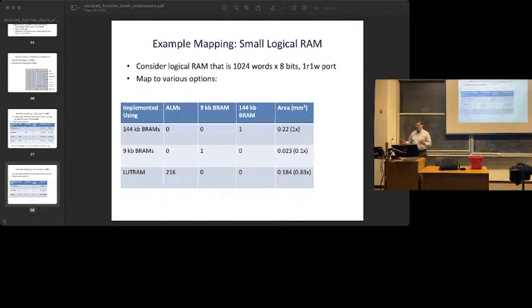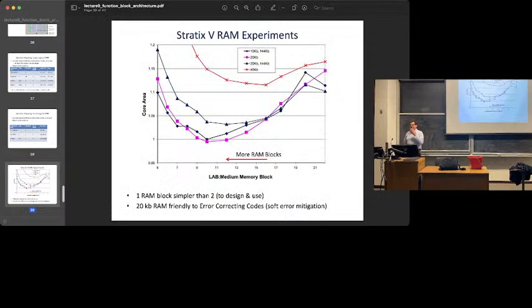So yeah, all these cases are reasonable use cases. Logical RAMs of all these sizes exist. That's what makes it hard to pick what's the best physical RAM size. So these are actually experiments from the Stratix 5 paper, and they're very similar to some of the experiments that you're going to do in Lab 3.